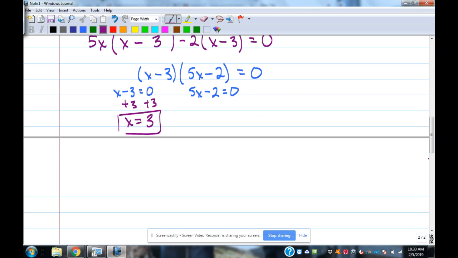Okay, second one, it's 2 steps. Add 2, 5x equals 2, divide by 5, 2/5.